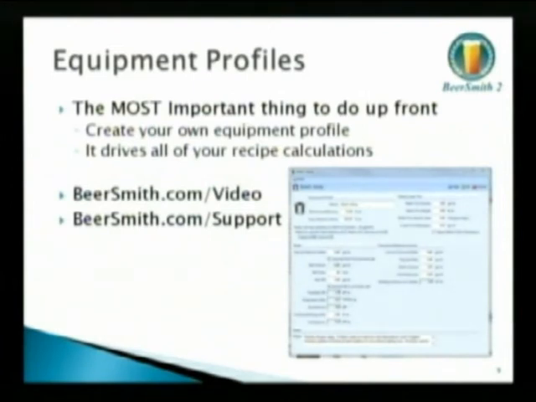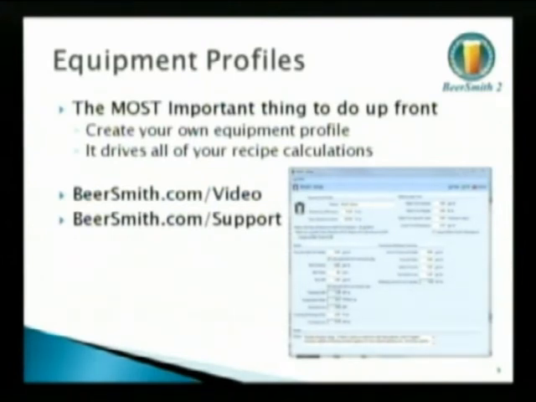We have equipment profiles. This is one thing that I wanted to mention that was in BeerSmith 1, but has been expanded even in BeerSmith 2. This is also one of the most important things you want to do up front when you start using the program: you really need to create a custom equipment profile that matches your particular set of equipment, because these numbers in here actually drive all your recipe calculations.